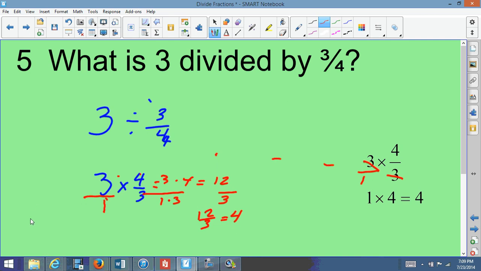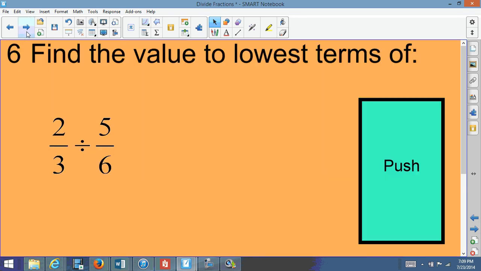So let's move on to a question that you can try on your own. Find the value, in lowest terms, of 2/3 divided by 5/6. So 2/3 divided by 5/6. Remember, KFC is a good way to remember how to do this problem. I know it's not Kentucky Fried Chicken, but it's a good way to remember it.